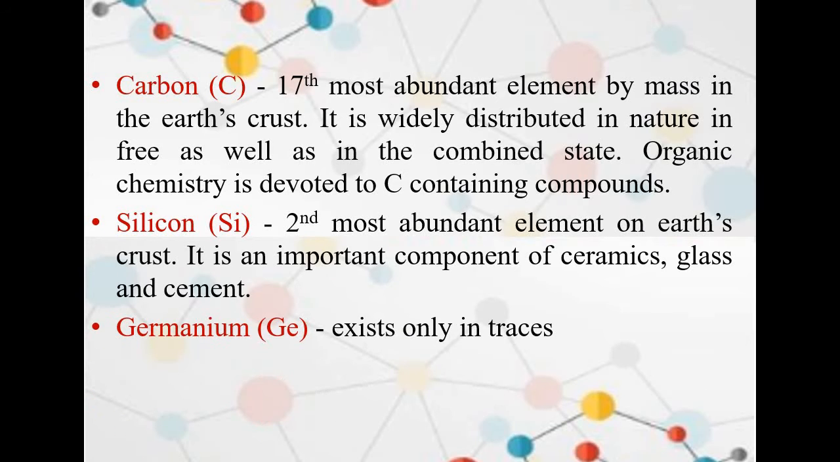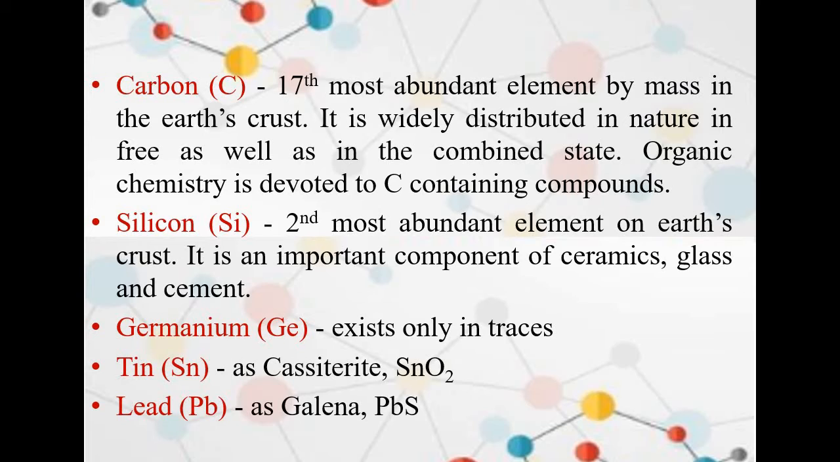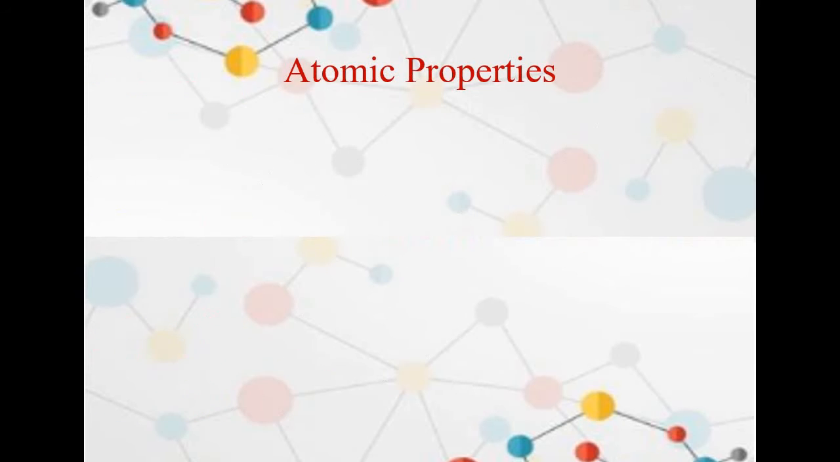Then silicon, it is the second most abundant element in the earth crust. It is an important component of ceramics, glass and cement. Germanium exists only in traces. Tin as cassiterite, SnO2, and lead as galena, PbS. The important ore of lead is galena and the important ore of tin is cassiterite.